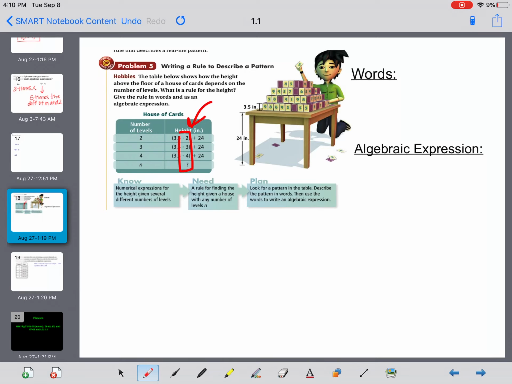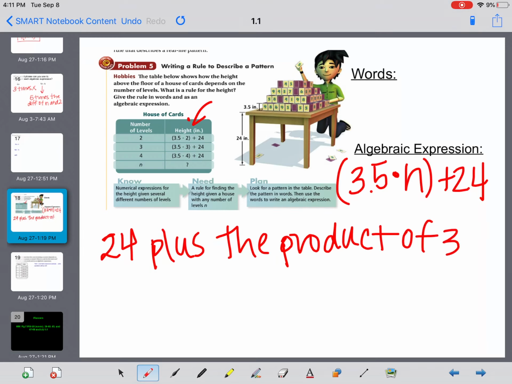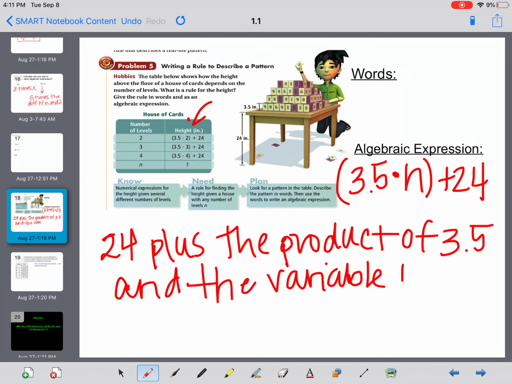So it's going to be 3.5 for our algebraic expression times the variable plus 24. Well, in words, I'm going to say 24 plus the product of 3.5 and the variable n.